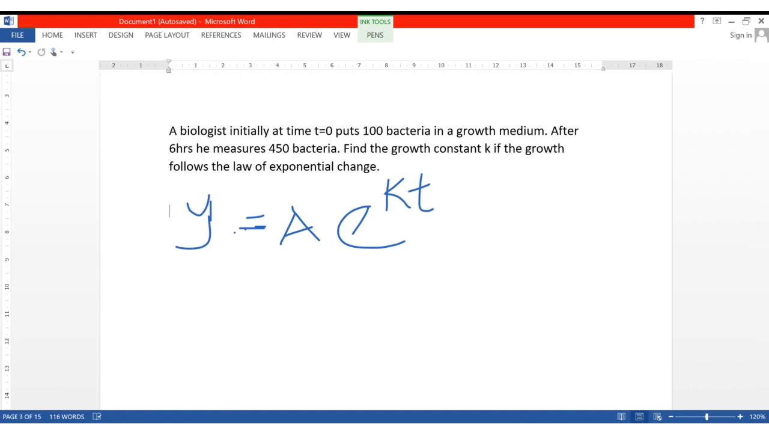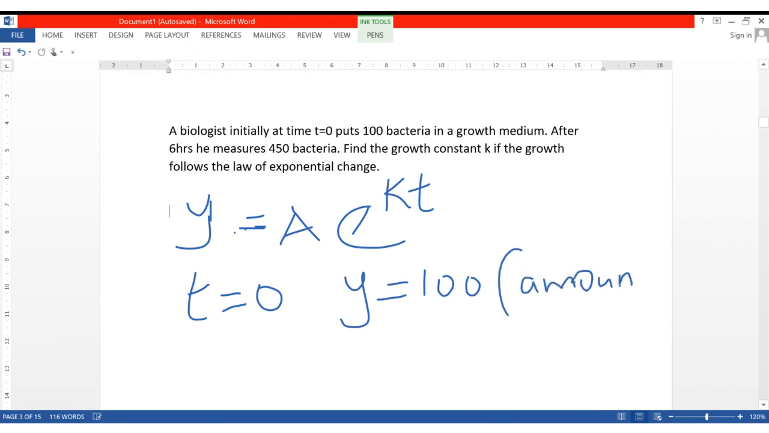So our biologist, at time t is equals to 0. First of all, I will start with the first sentence. At time t is equals to 0, he puts how many bacteria? 100. So the y will become 100. Remember the y was the amount, from the derivation. So at time t is equals to 0, y is equals to 100. So this is the boundary condition I was talking about. With this one you can get the value of a.